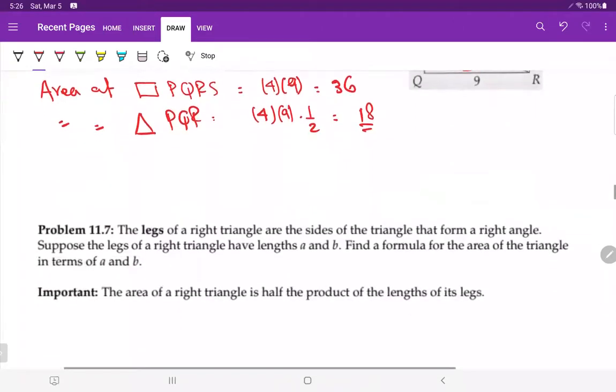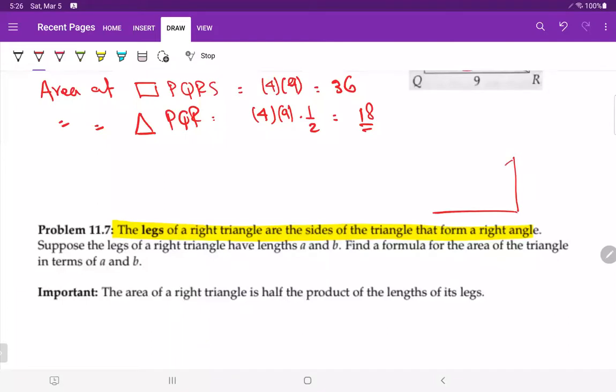The legs of a right triangle are the sides of the triangle that form the right angle. We call them legs. These are legs, A and B are legs. Suppose the legs have lengths A and B. Find the formula for the area of the triangle in terms of A and B.